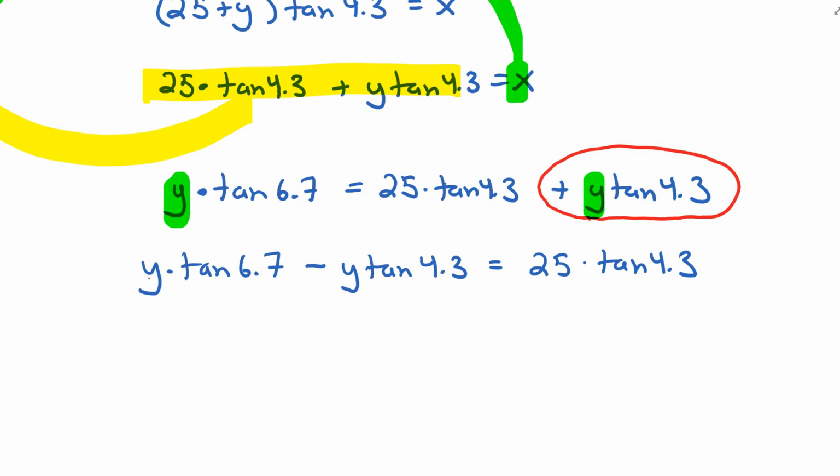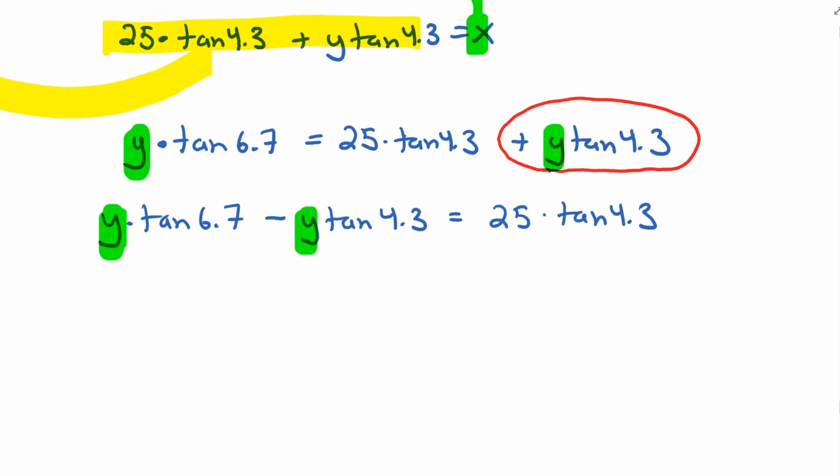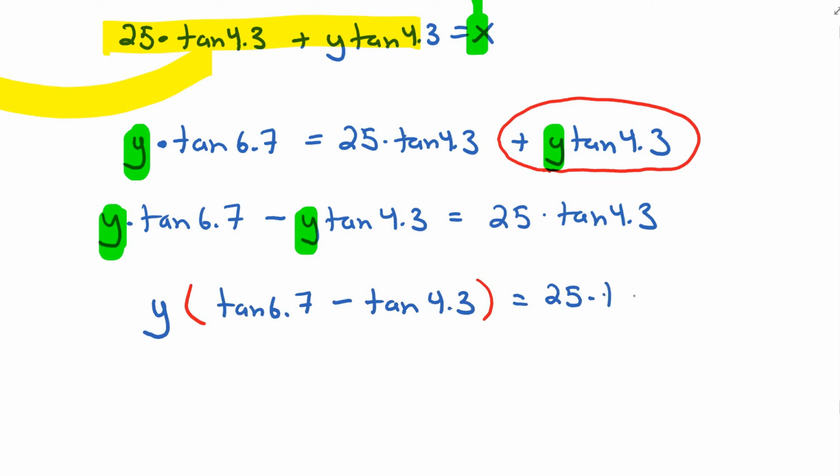All right, and then on the left-hand side, there's a y here and a y here. So now that's a common factor, so we can factor that out. So we can factor the y out from both of them. And if I do that, I would get y times tan of 6.7 minus tan of 4.3, and that equals 25 times tan of 4.3.